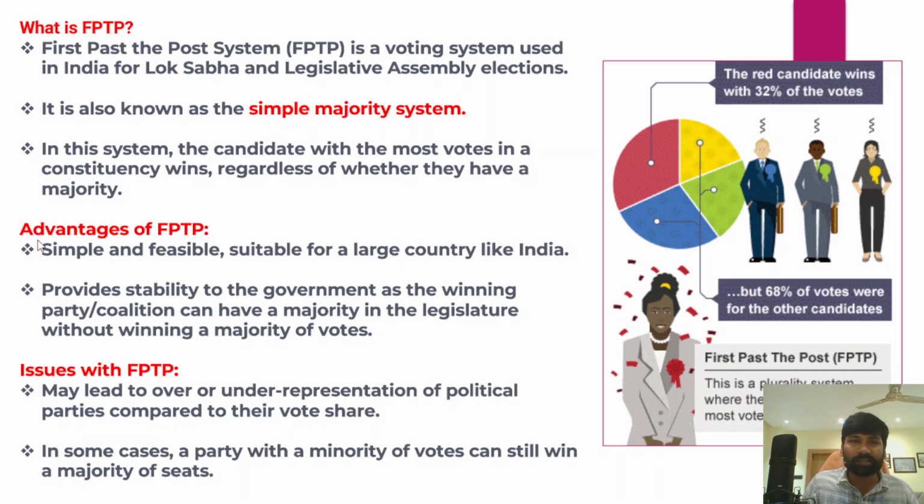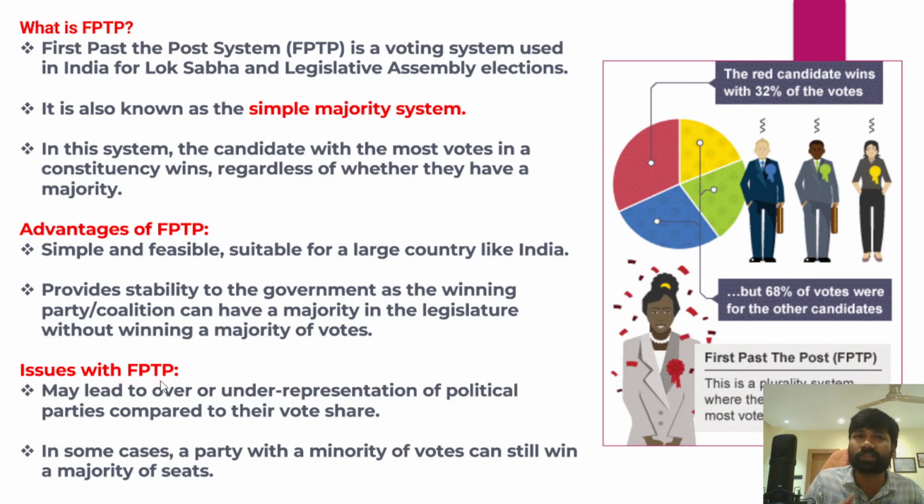And in fact, the first past the post system also provides stability to the government, because there is a chance that a stable government would be established, right? The winning party or coalition can have the majority in the legislature without winning the majority of the votes. So even if they don't get the majority of votes, they would have a majority in the legislature, and that would ensure the stability of the party in power. Now, political stability is very, very important for any country, right? However, there are certain issues with respect to the first past the post system. So, what are those issues?